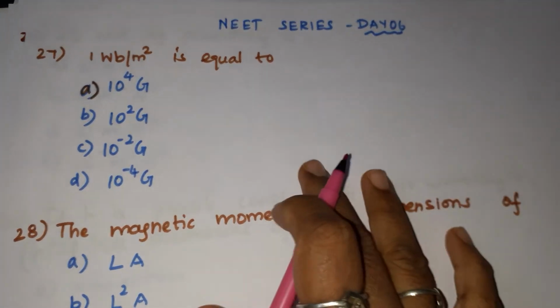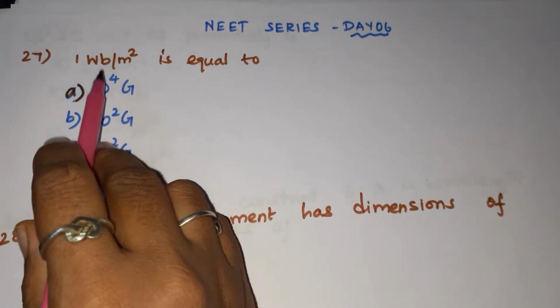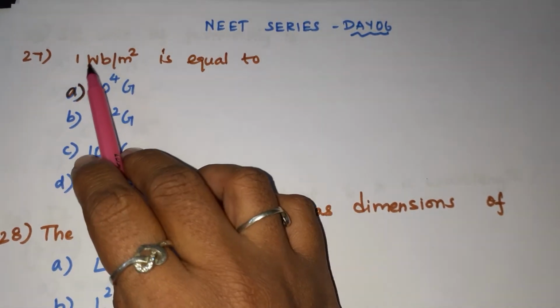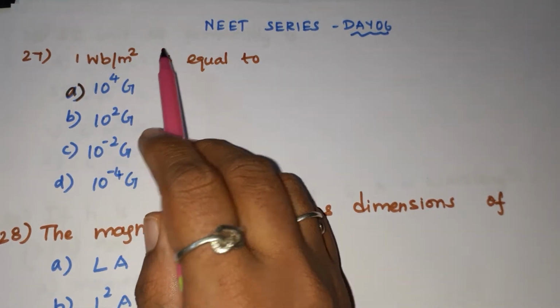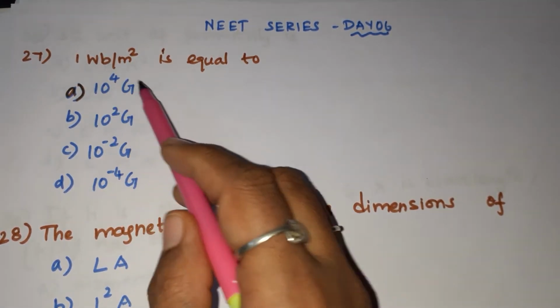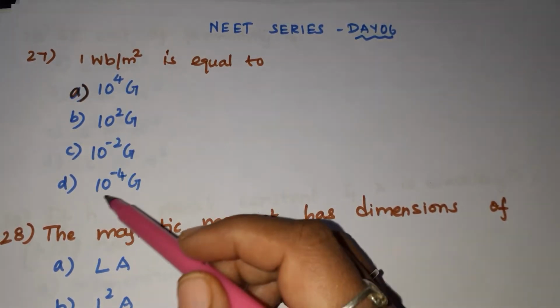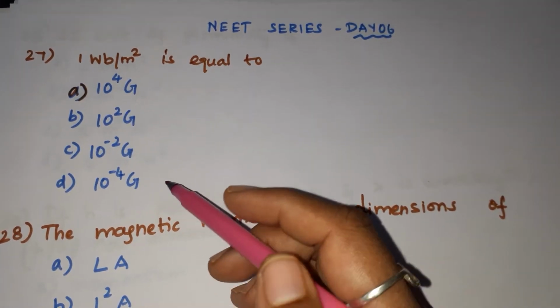So we'll see the 27th question. 1 Weber per meter square is equal to how many gauss? Options are 10 power 4 gauss, 10 power 2 gauss, 10 power minus 2 gauss and 10 power minus 4 gauss. We'll just see the answer.